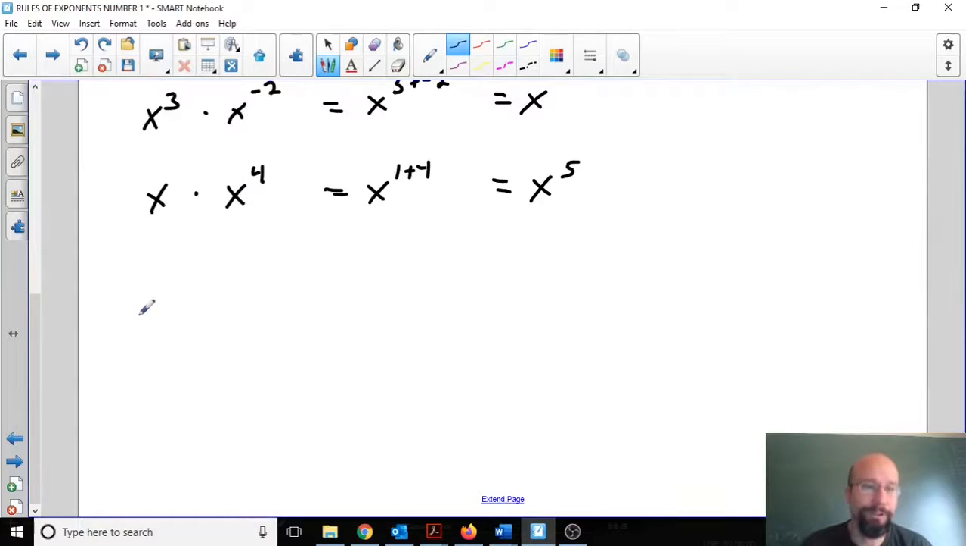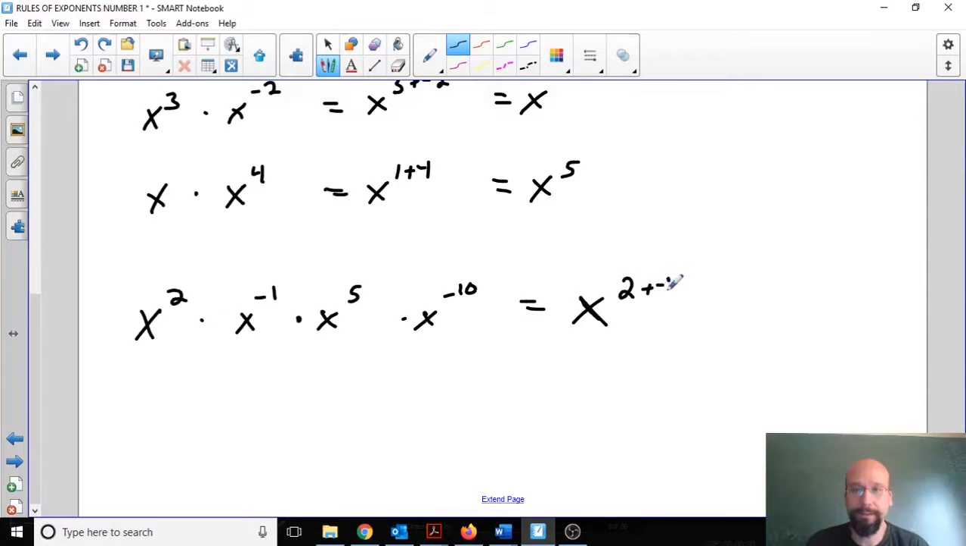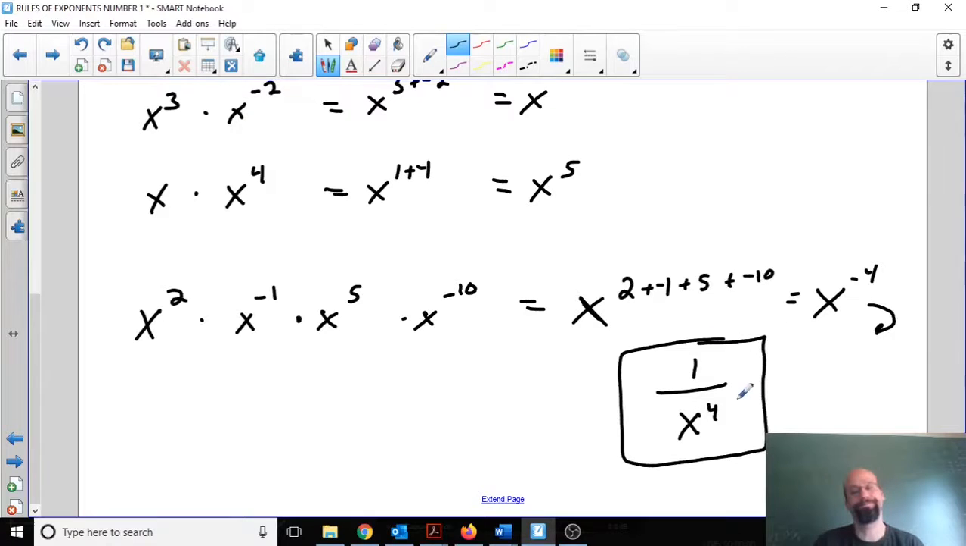All right, last one. This works as long as the base is the same. We could do it this way too, we could have more. If we multiply all these together, we're still just adding the exponents. So it's going to be x^(2 + -1 + 5 + -10). So that's going to be x^-4. But we can't have a negative exponent, so it's going to be 1 over x^4. We have to move it down and make it positive. So this would be our final answer.